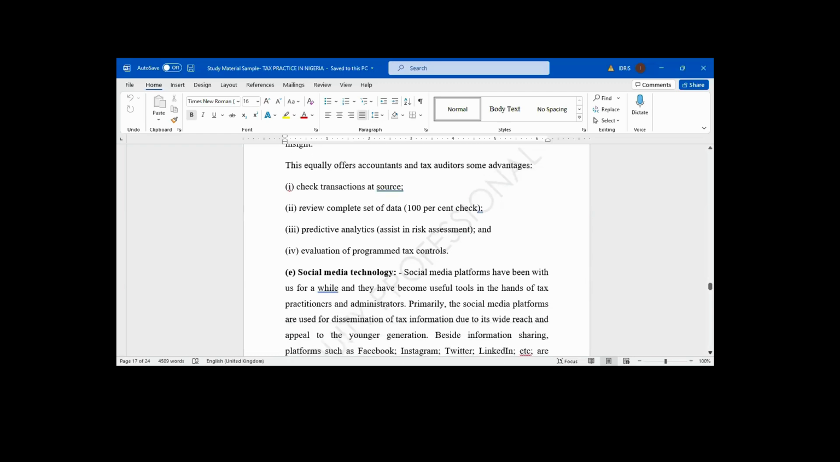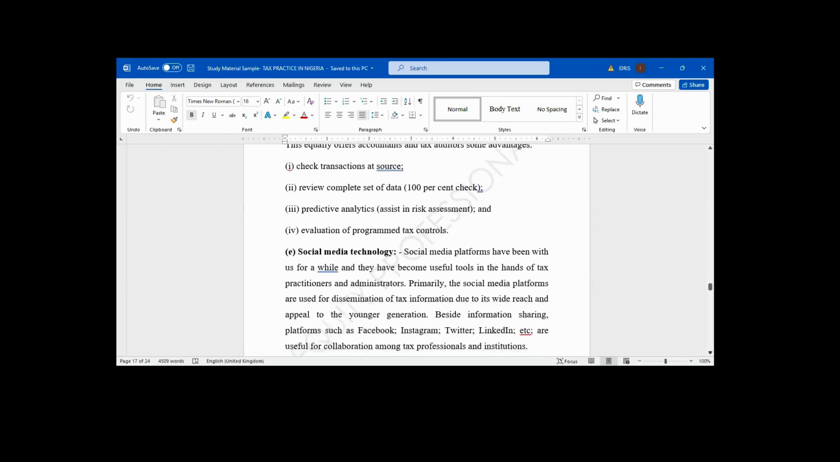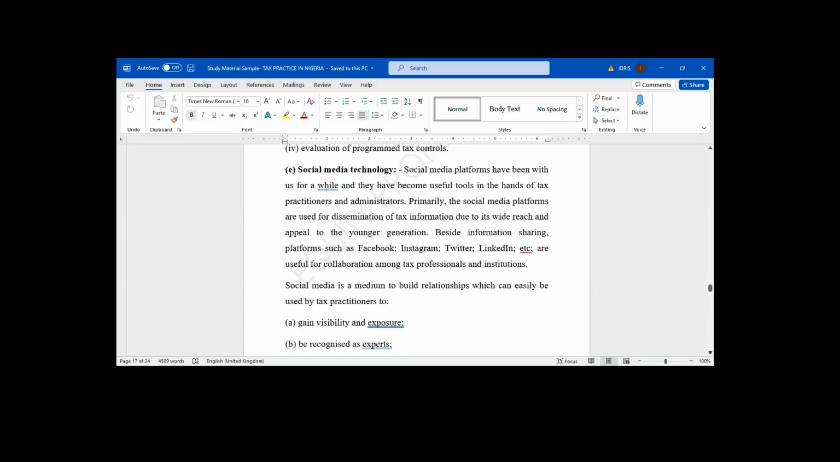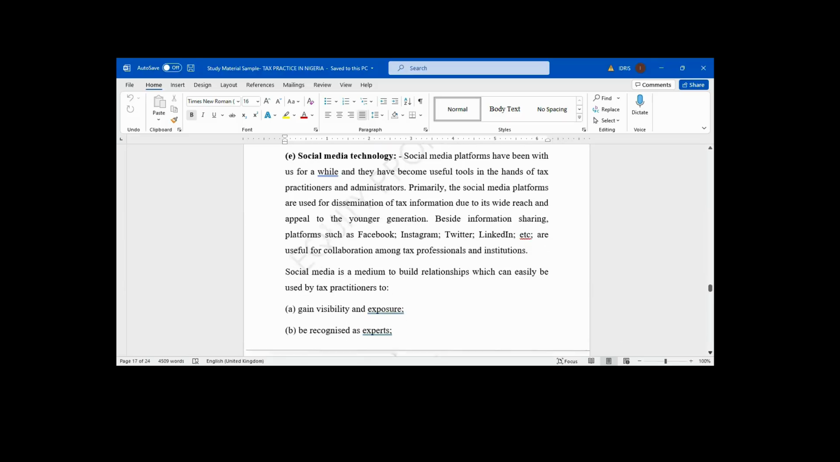Another technology disrupting the tax industry is called social media technology. What are the social media technology? They are Facebook, Instagram, Twitter, LinkedIn. We call it social media. Somebody will ask, why will FIRS use social media? What do you think FIRS can use social media technology for? To disseminate information, to pass information to the client, to the taxpayer.